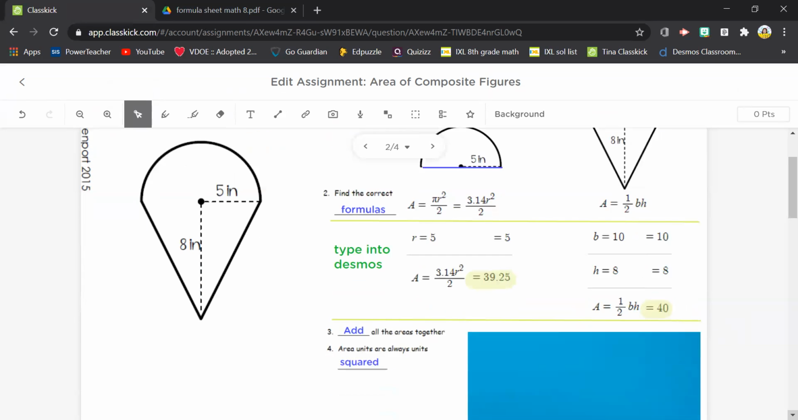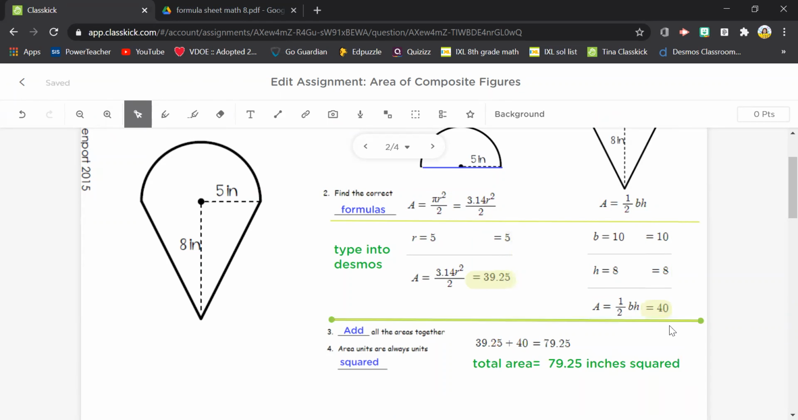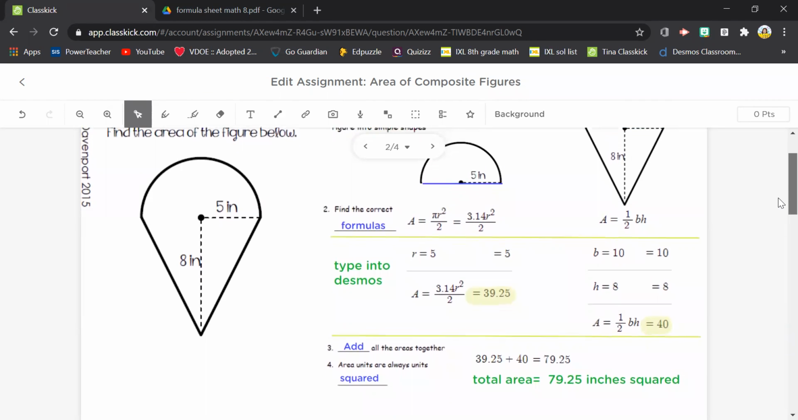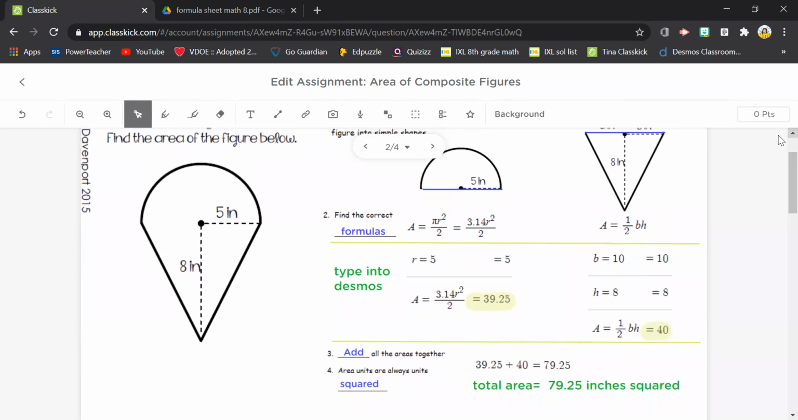Now that we've got our individual areas, we add them all up to get the total area. So 39.25 plus 40 gives me a final answer of 79.25 inches squared. And that's how you do this first one. Give you guys a minute to look at it.